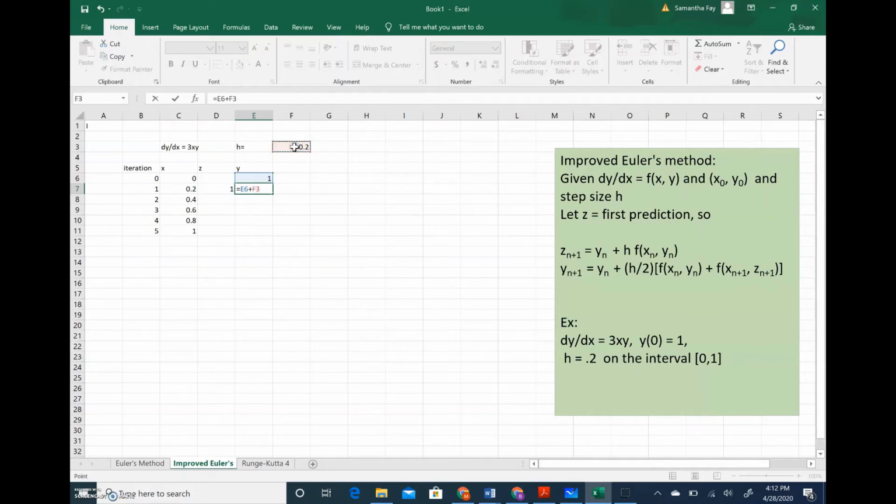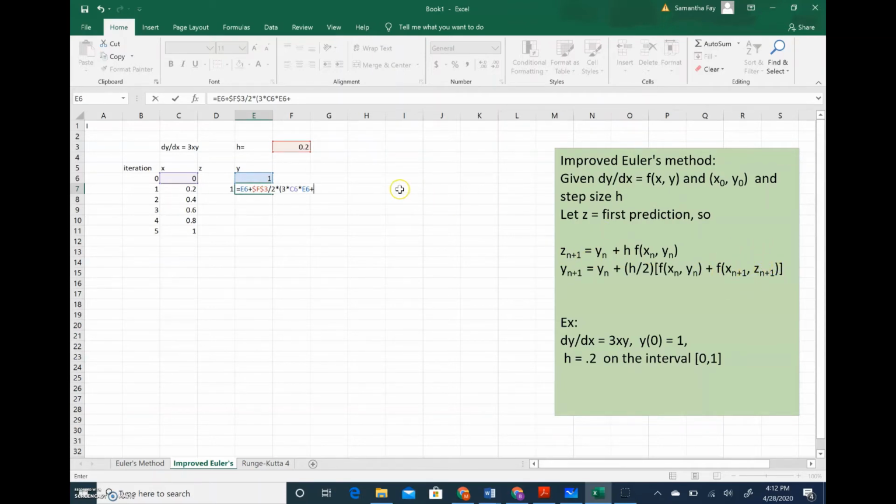My previous y value plus my step that I don't want to change, F4, divided by 2, times, parenthesis, my first slope. So this gets me my first slope. So first slope is 3 times previous x times previous y plus my second slope. So plus, now my second slope, but instead of y, we're going to do z.